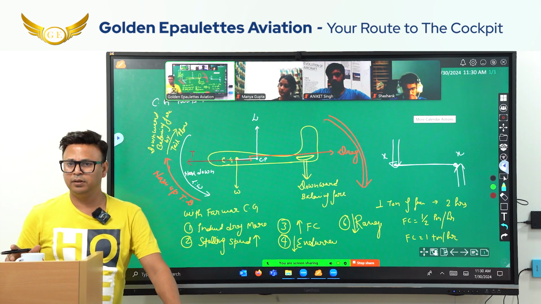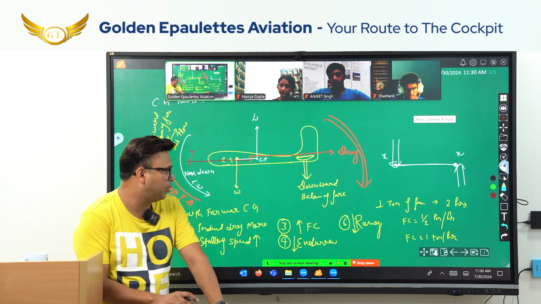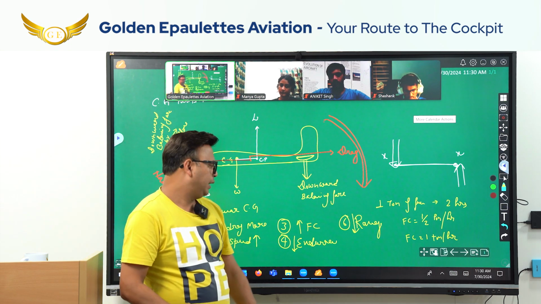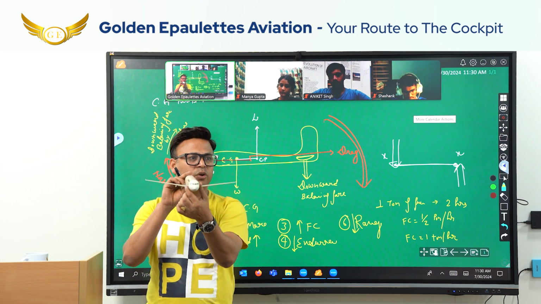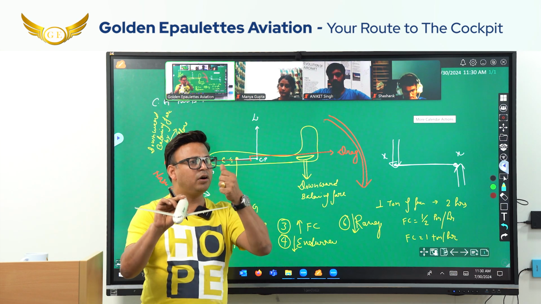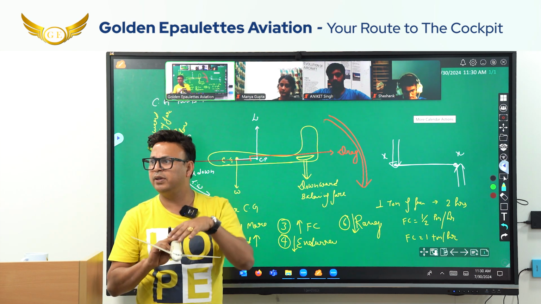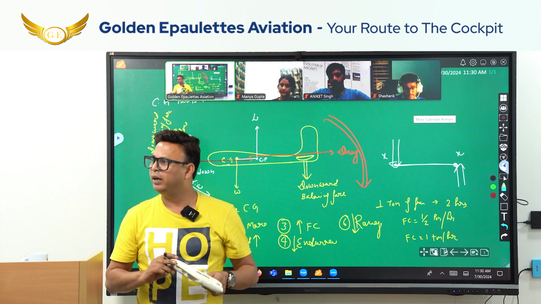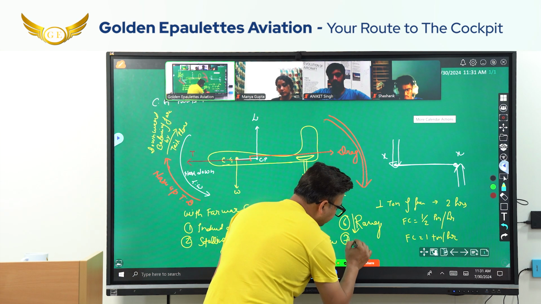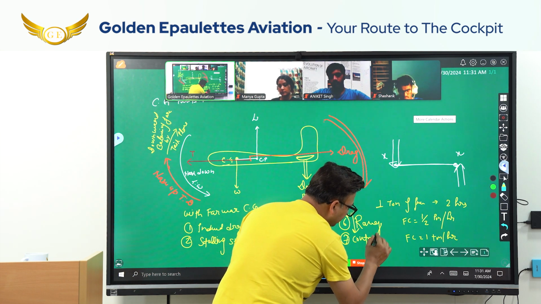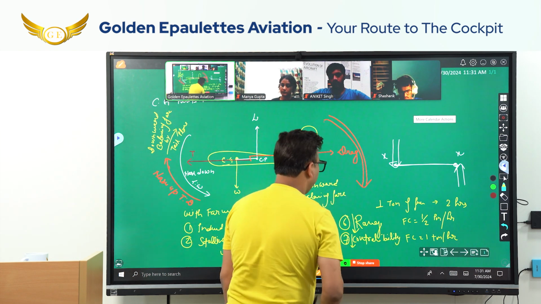Any doubt? Clear? So these are some of the effects. Also we have spoken about controllability. As I said, if your CG is forward, your nose is heavy, you will require a lot of force to counteract that. So that means to control the aircraft, it will be easier or difficult? It will be difficult. So your controllability would be poor. Poor controllability.